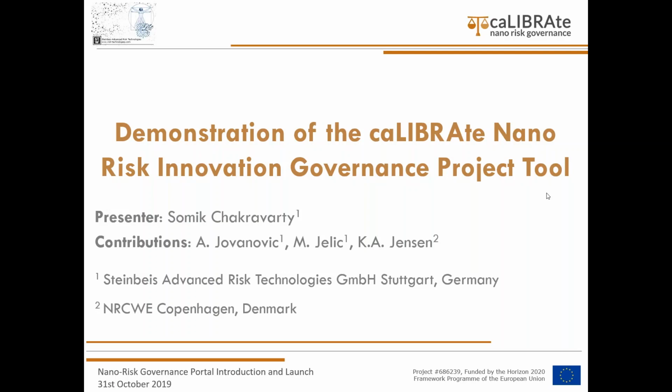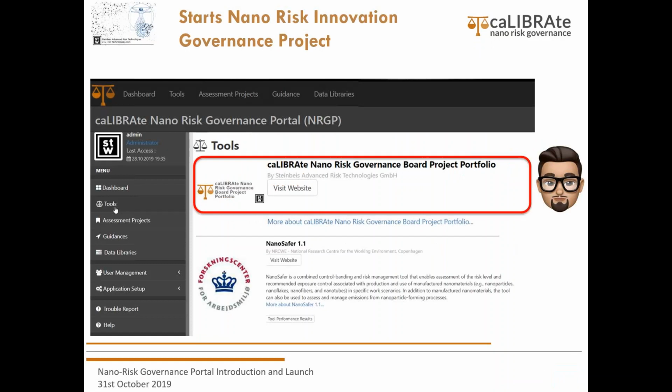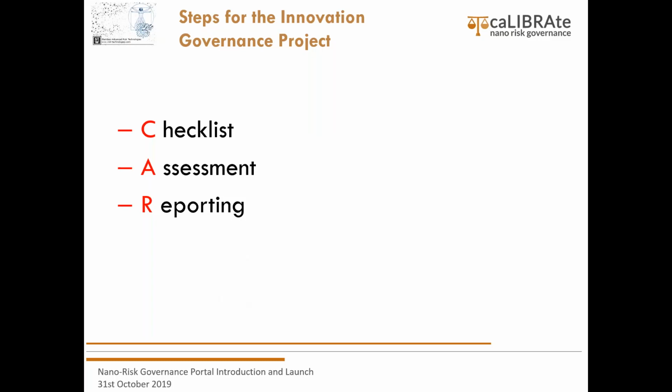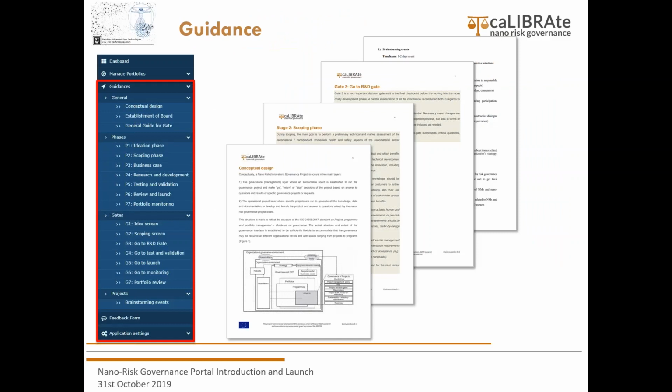So thank you, Keld, for that introduction. And that was building the ground for actually demonstrating the caLIBRAte Nano-Risk Innovation Governance Project tool. And we start with our familiar Jack and the portal. So you can access the tool directly from the portal. And there are three steps in doing the task on the governance portfolio tool. That's CAR, so checklist assessment reporting. And I will quickly go through this so that I introduce it here on the presentation before moving on to the video.